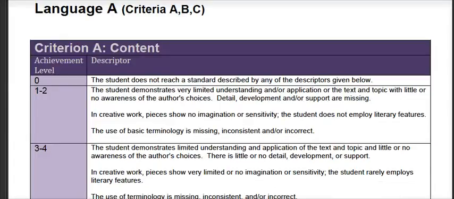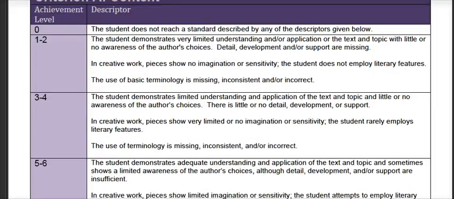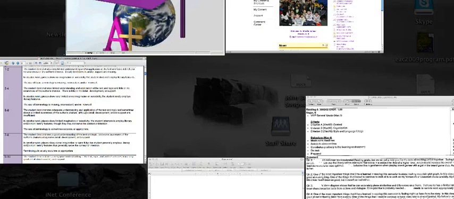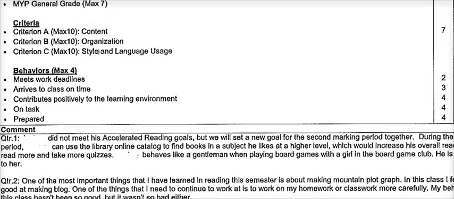Criterion A is content, and then we have our achievement level and a descriptor that explains what that achievement level means. On the report that we just looked at, if we go back to that, we can see that for criterion A, this student demonstrated understanding in the achievement level of 7.